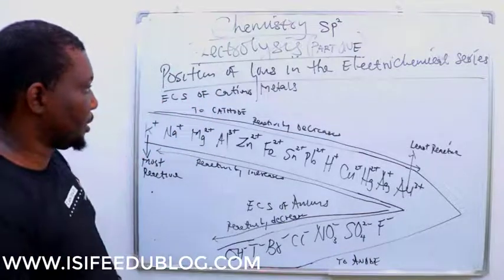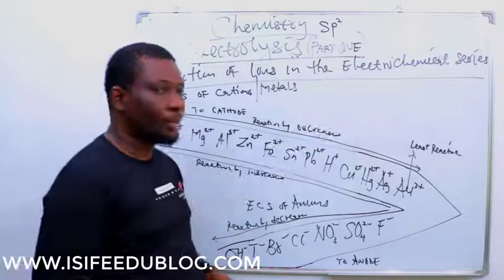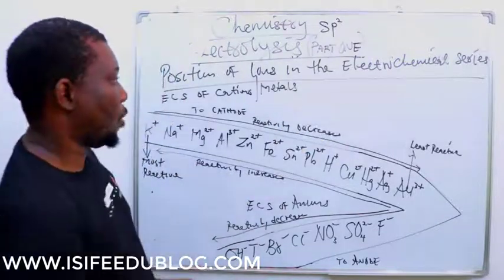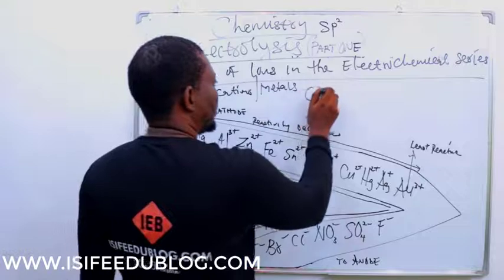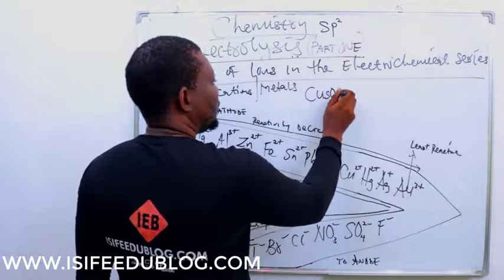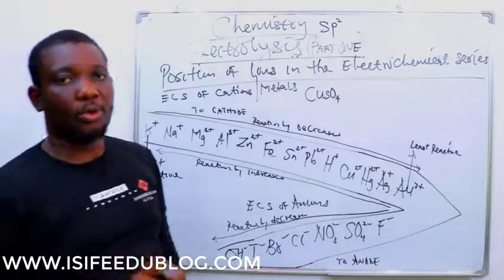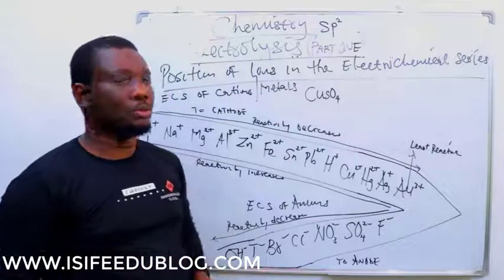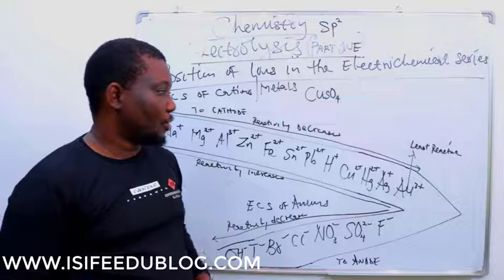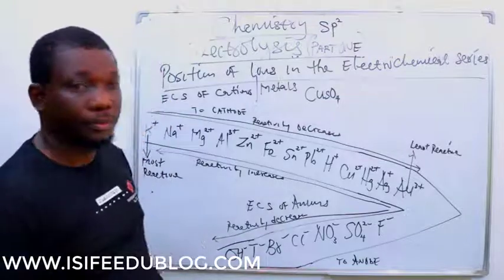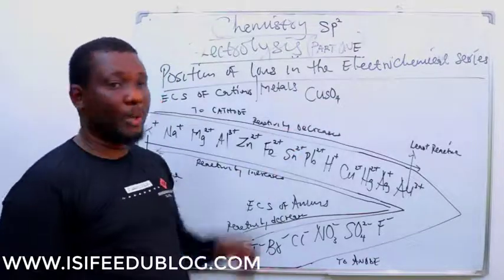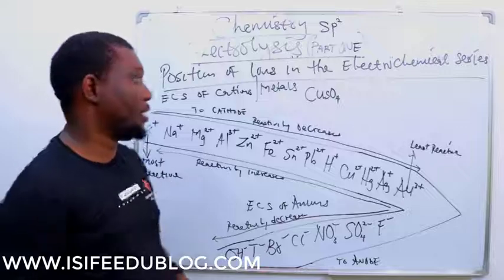Let's solve one example. Supposing we are looking at the electrolysis of copper(II) tetraoxosulphate(VI), using a passive or inert electrode. What's going to be the reaction?